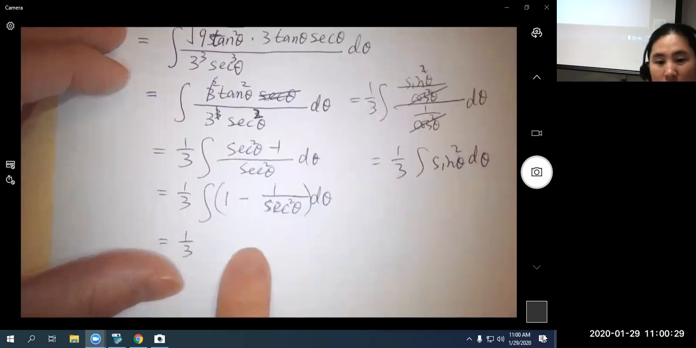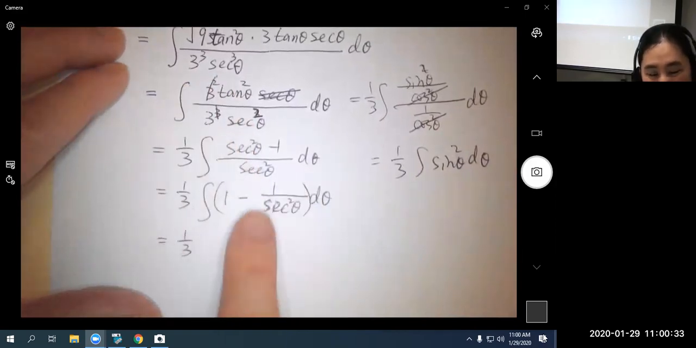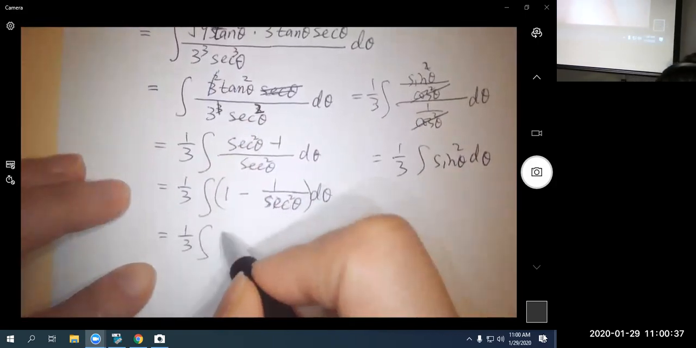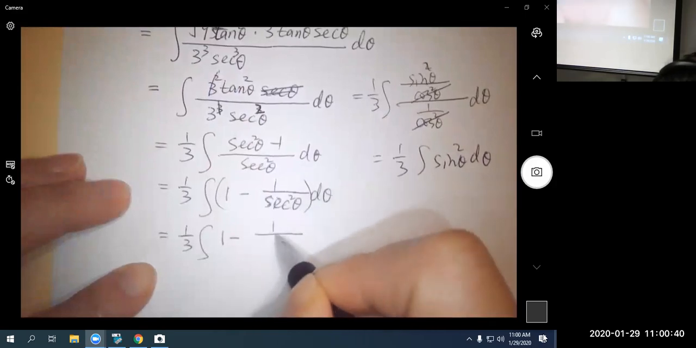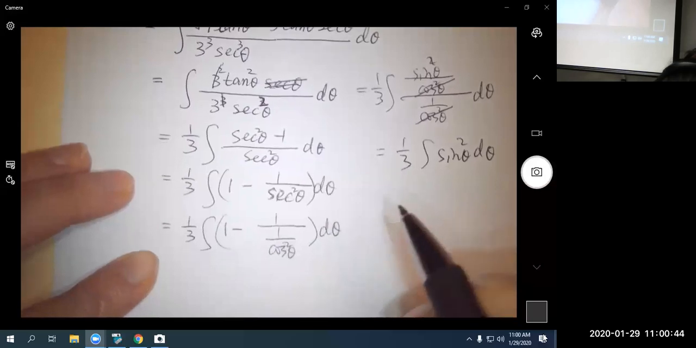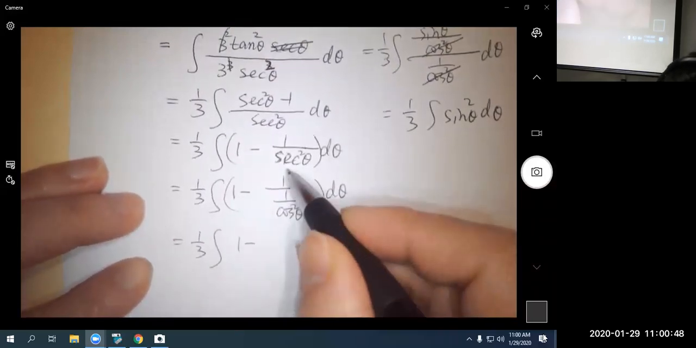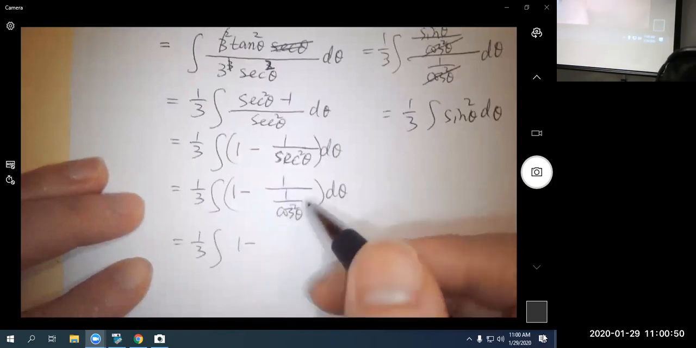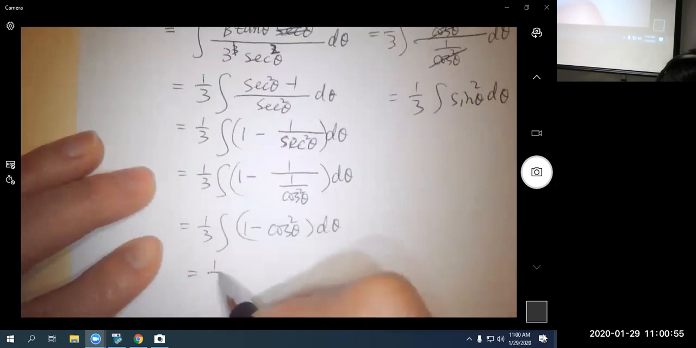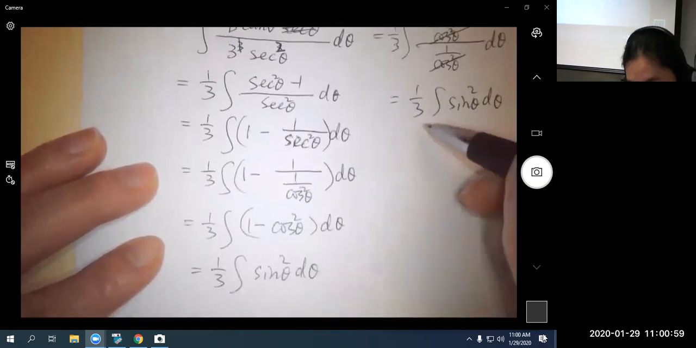But you will see eventually, if we do it this way, we get the same answer. Why? Because this is 1/3 times 1 minus 1 over cosine theta squared, flipping it up, d theta. And then this is the same thing.